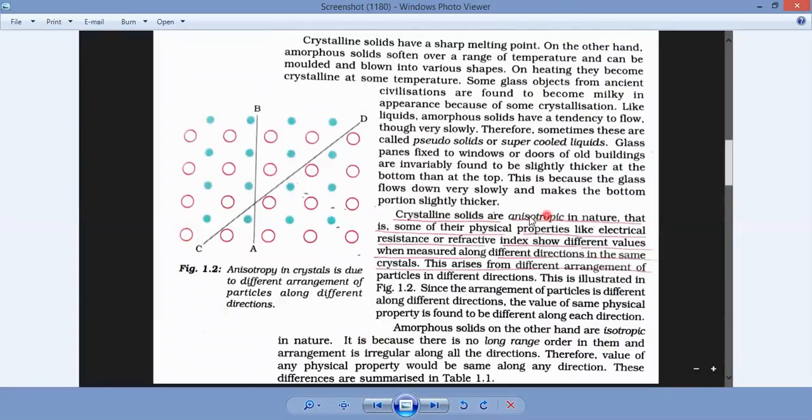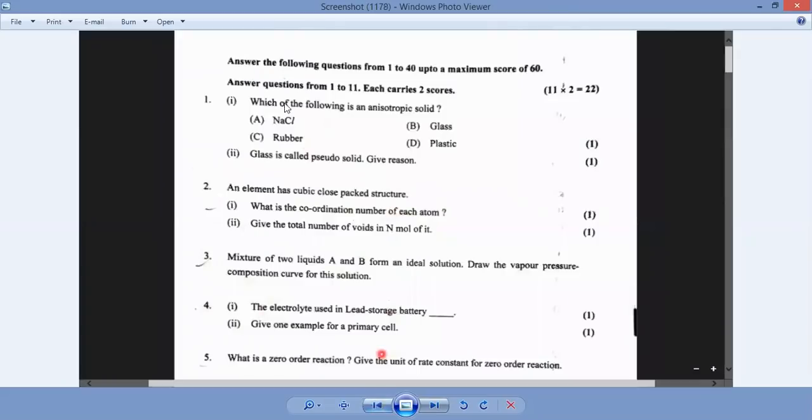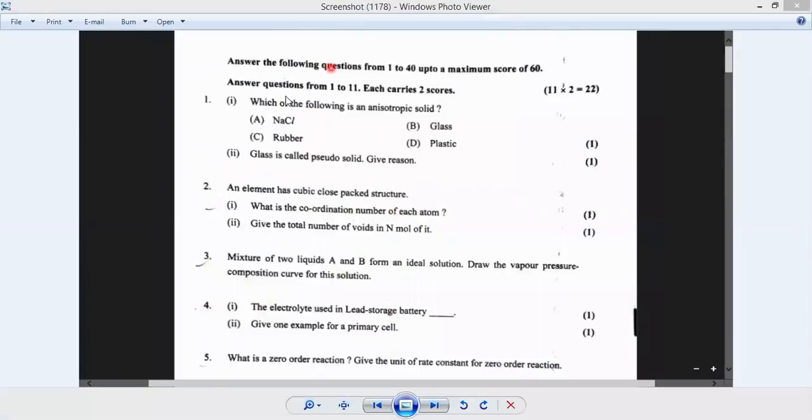The answer to the first part is explained here in detail because we know that crystalline solids are anisotropic in nature. All the other examples given in the part 1 question were not crystalline solids, they were amorphous solids. So option A, NaCl, is the answer. So let me mark it, NaCl, which is a crystalline solid. So it is anisotropic.